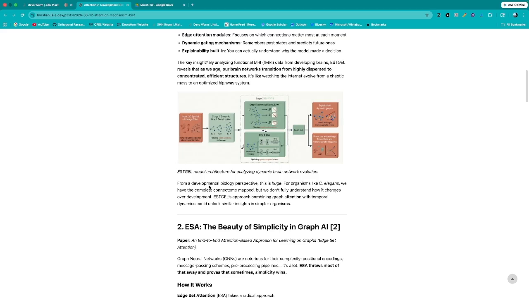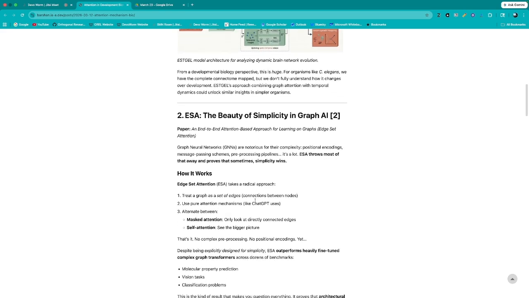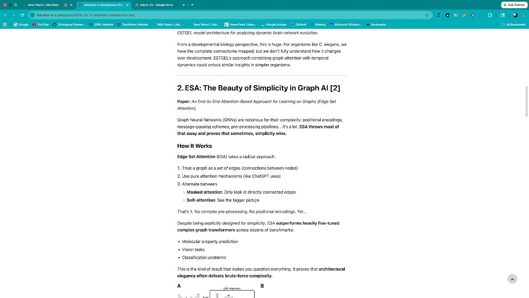From a developmental biology perspective, this is huge. For organisms like C. elegans, we have the complete connectome mapped, but we don't fully understand how it changes over development. The second method is ESA, the beauty of simplicity in graph AI. The paper is an end-to-end attention-based approach to learning on graphs. This is the edge set attention you presented on.